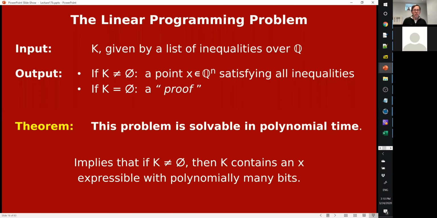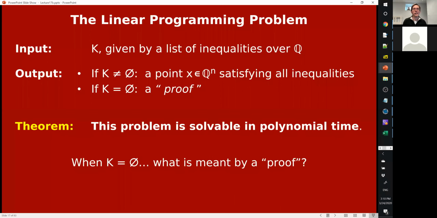And actually, what I want to talk about today, we won't talk about the polynomial time algorithm yet, but we're going to talk about the theory of it and why it's possible that you can solve it in polynomial time. In the next lecture on Thursday, we're going to talk about applications of linear programming in combinatorial optimization, but today will be about the theory of linear programming.